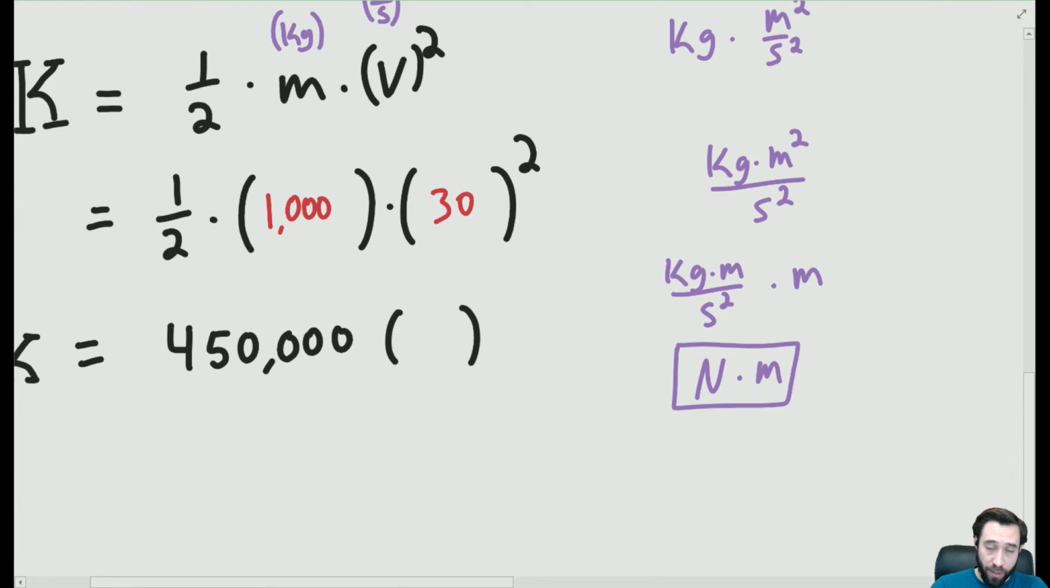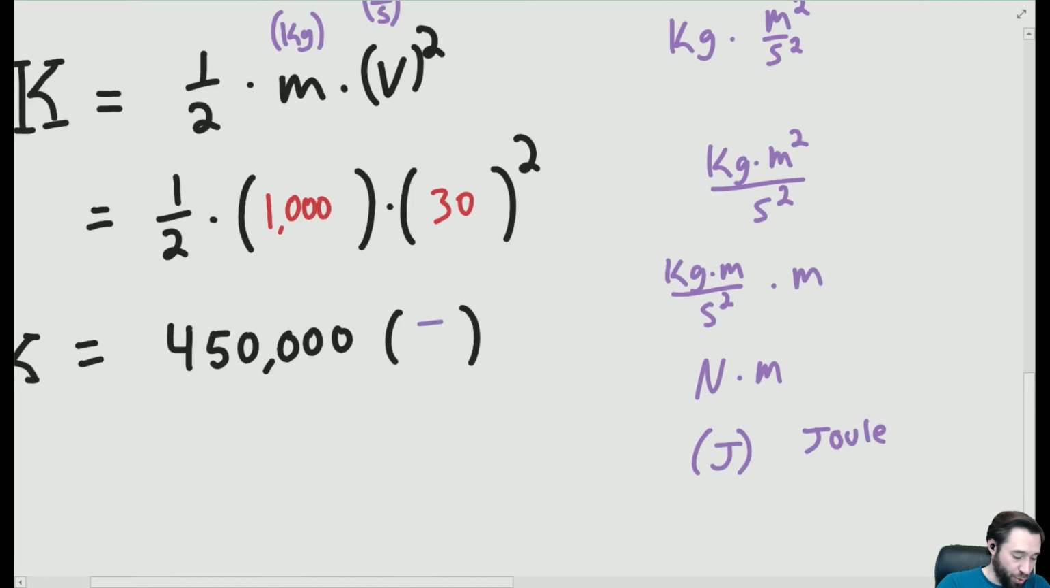A Newton meter, because that pops up a lot in physics, we actually call a joule. And it's spelled Joule, not Juul. Okay. So this is going to be a joule.